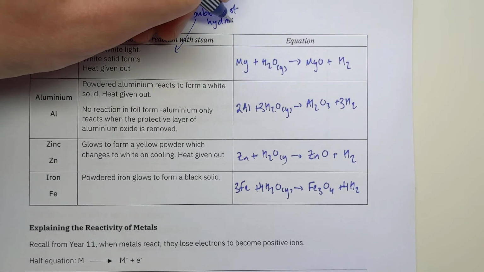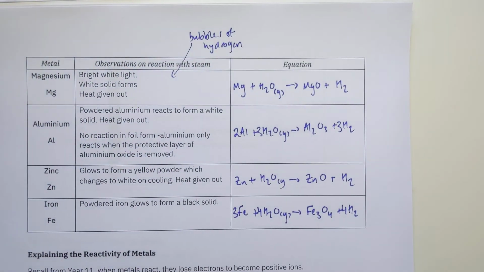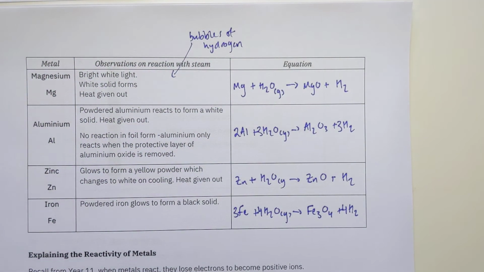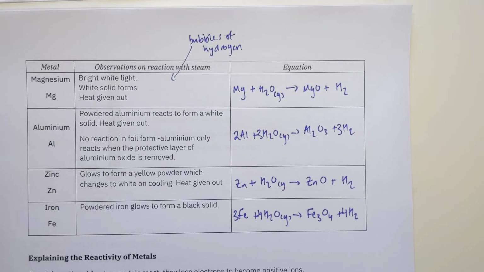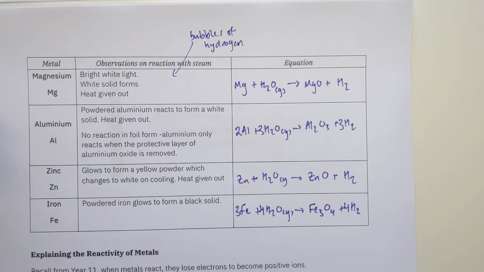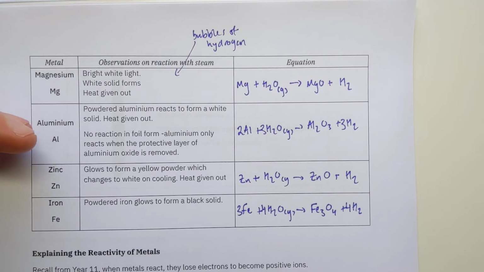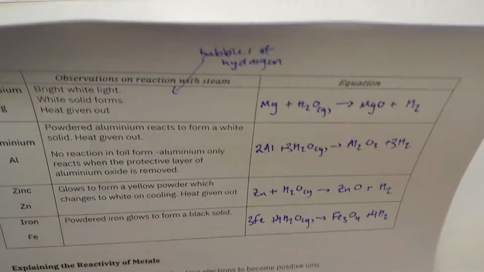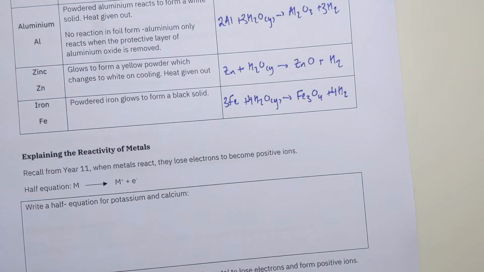But apart from that, it's identical to the reactions to make metal oxides, in other words, metal plus oxygen. And you do see the same kind of trend in reactivity. Magnesium is quite vigorous in how it reacts, quite reactive, going down to iron, which doesn't react that quickly at all.